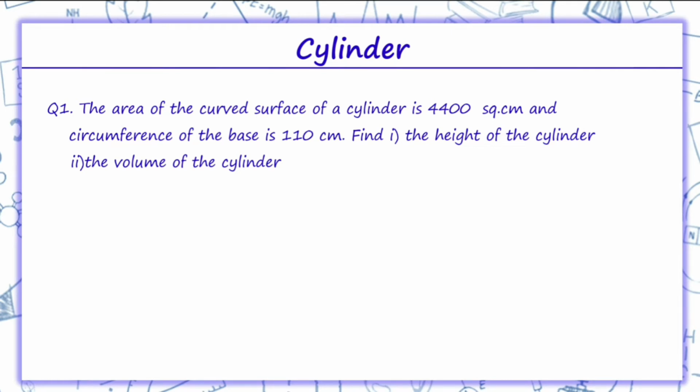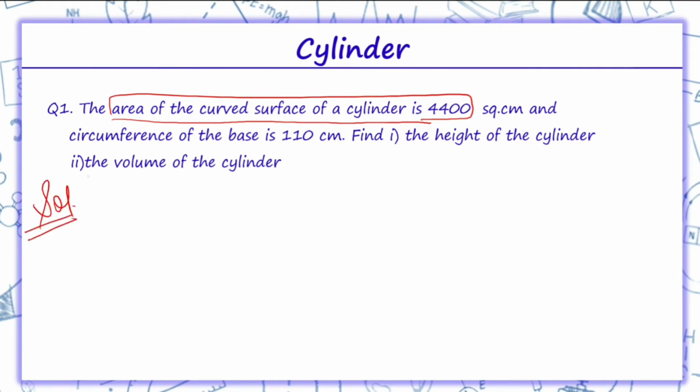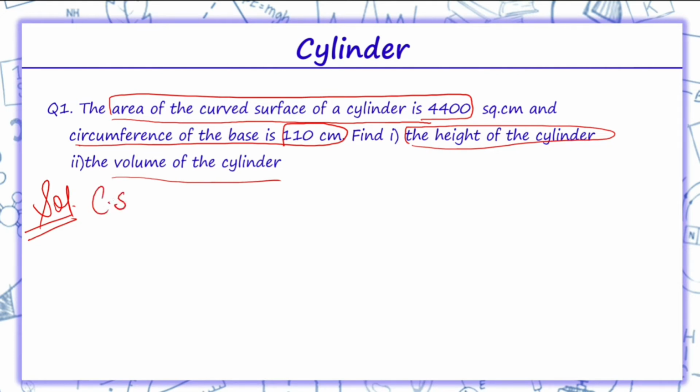So the first question is, area of curved surface of cylinder is 4400 square centimeter and circumference of its base is 110. We have to calculate its height and also we have to calculate volume. So we are provided with curved surface area of cylinder, that is 4400, and circumference, that is 110. We have to find height and also calculate volume.